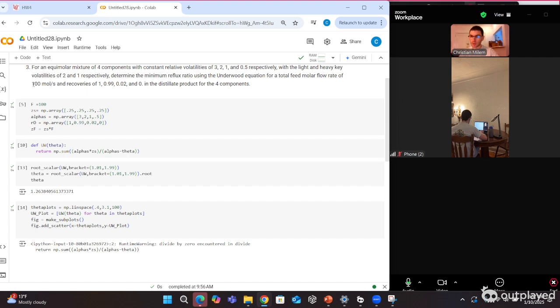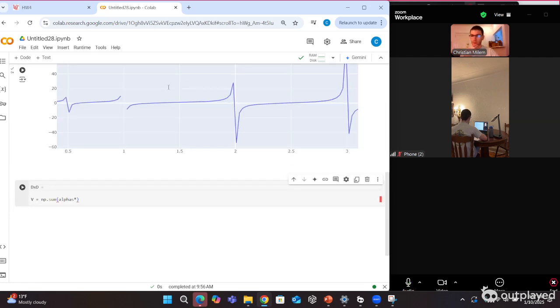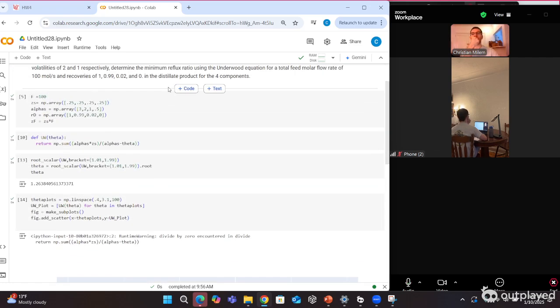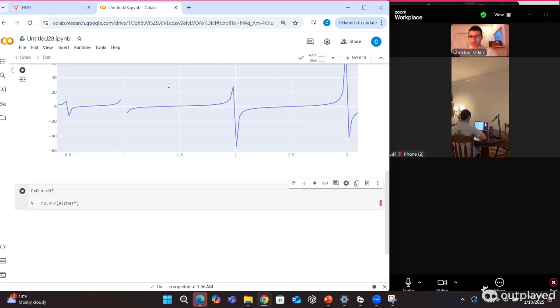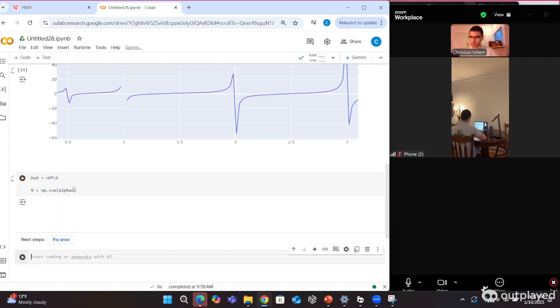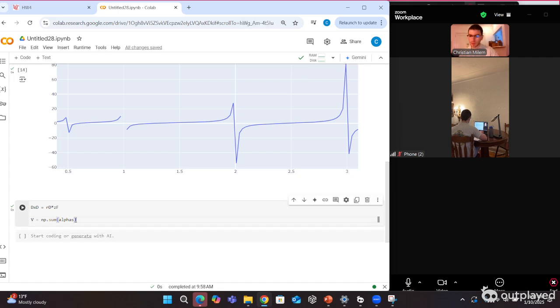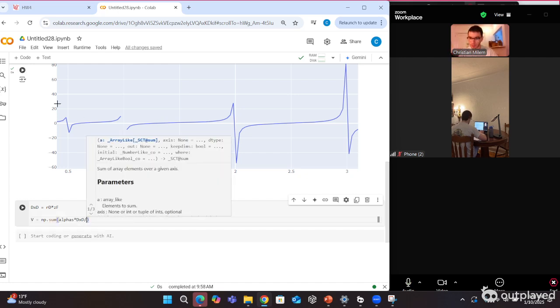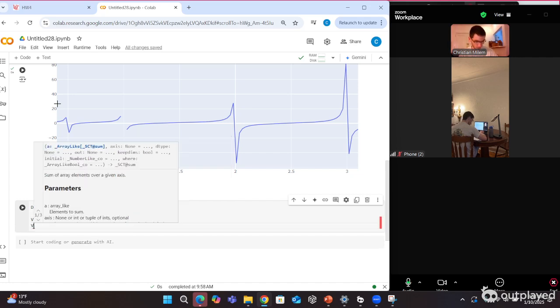That is our RD times ZF. Is it RD times ZF? Yeah, it is. Okay. So then times d xd, and it's divided by alphas minus theta. Yep.